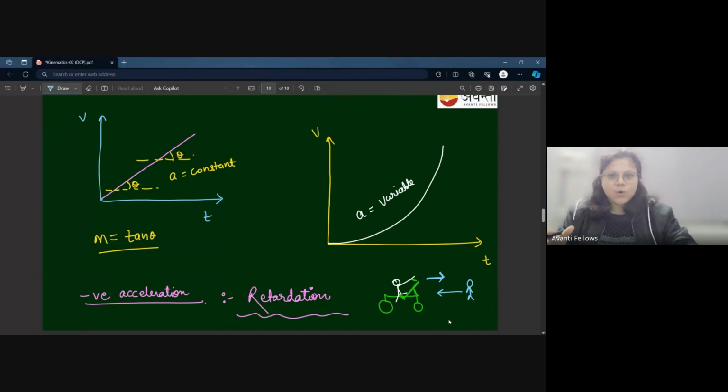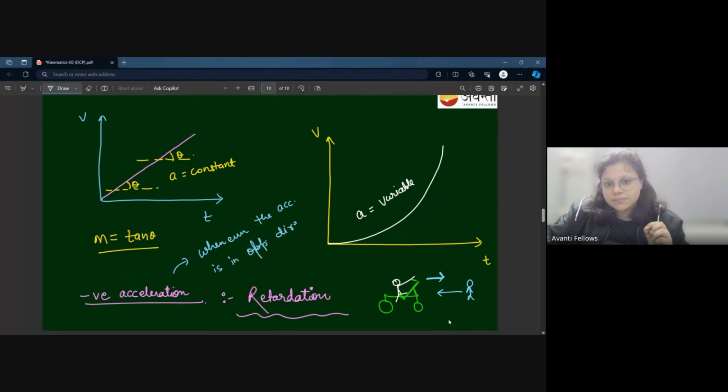And in that scenario, you will understand that whenever the acceleration is in opposite direction of motion, then we get the retardation. Since acceleration is a vector quantity, velocity is a vector quantity. So this is something that we can understand. This is the example of that situation. Fine.